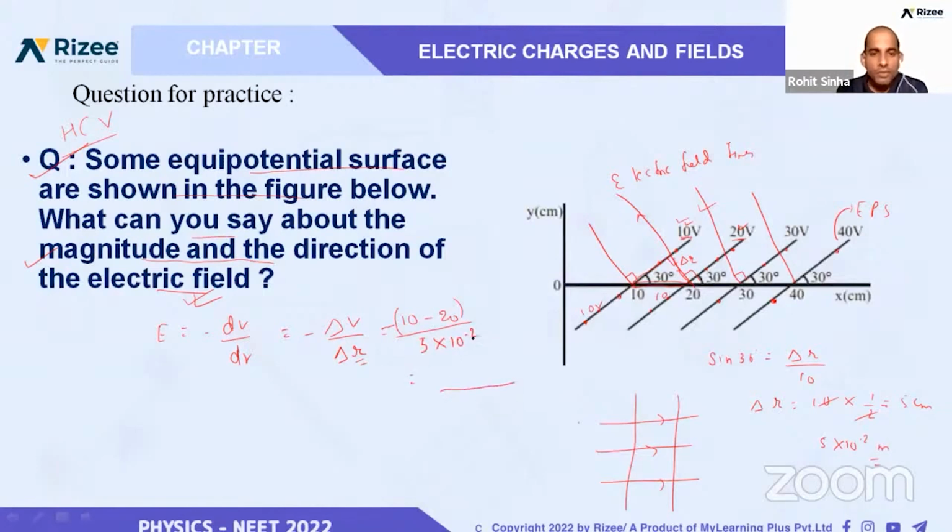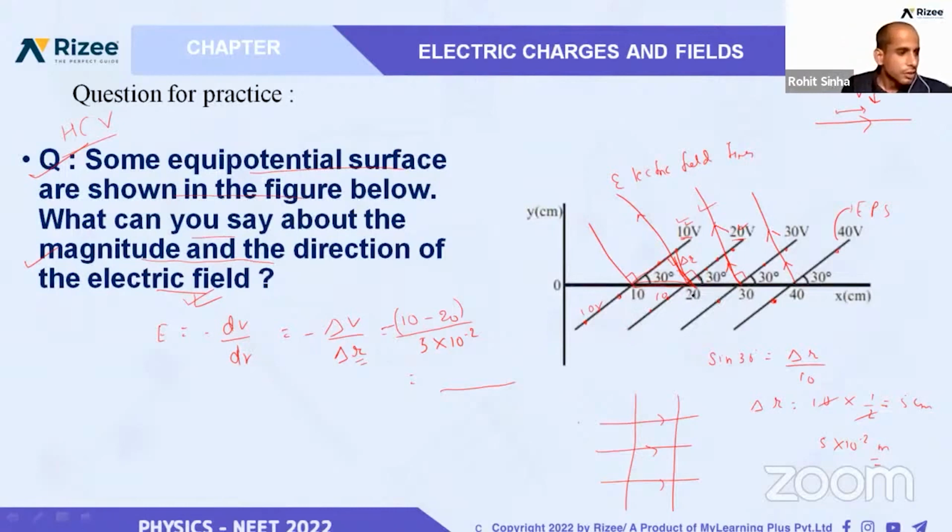Now we have to think what will be the direction. How have we determined that the direction will be in this direction? It can be in this way also. So yesterday I taught you that in the direction of electric field, potential decreases maximum. You can see that if we are moving in this direction, potential is decreasing from 20 to 10. If we are moving in this direction, potential is decreasing from 30 to 20. That means electric field will be in this direction only, because potential is decreasing in this direction only, from 40 to 30, from 30 to 20, from 20 to 10. So we determine that the electric field direction will be this, and we can find it by using some trigonometry like this.